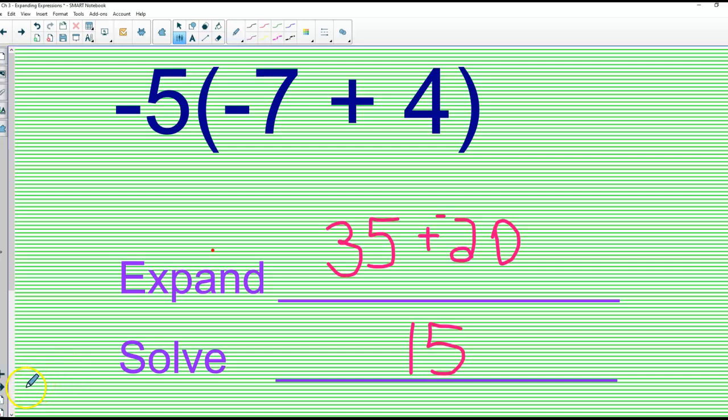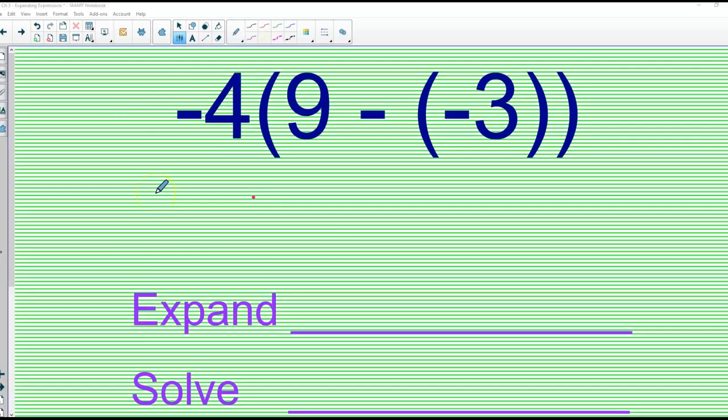All right, let's keep going with some more examples. Okay, let's look at this one. In this problem, there's a negative 4 on the outside. So if I take negative 4 times 9, that would be negative 36. Now, don't let this one confuse you.